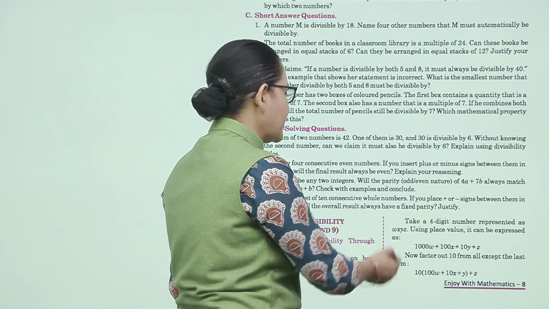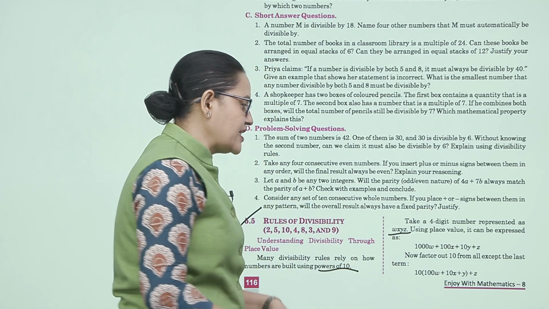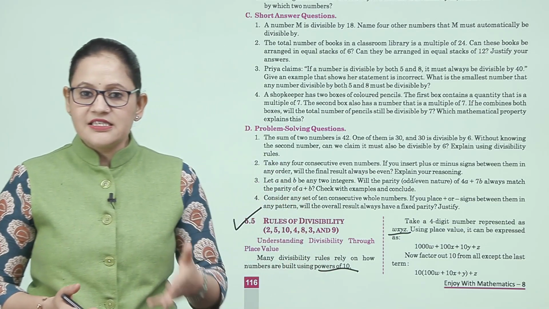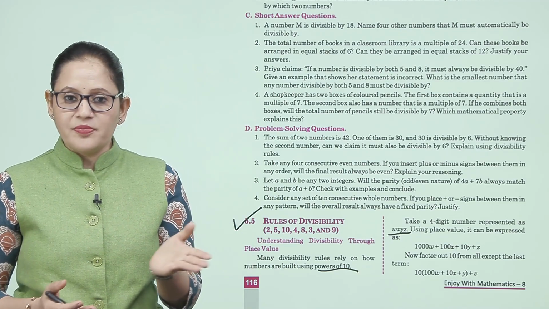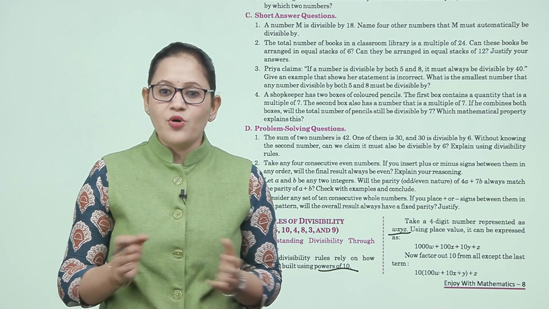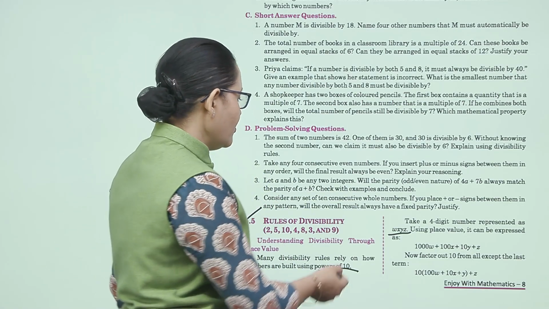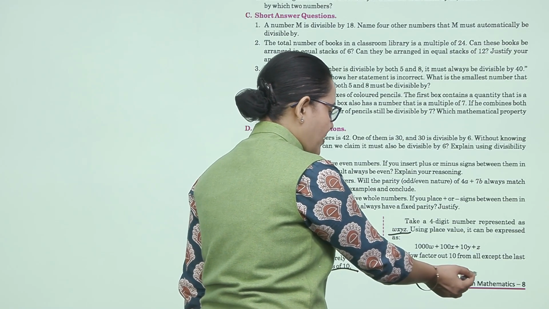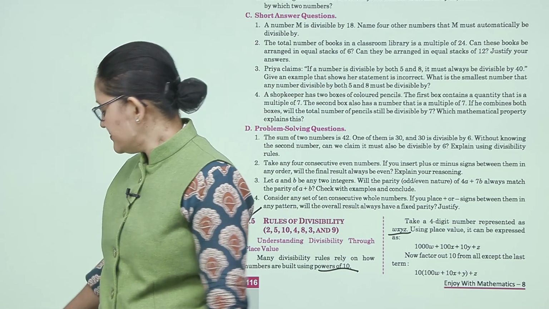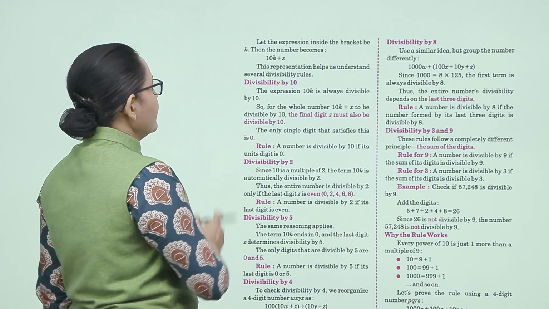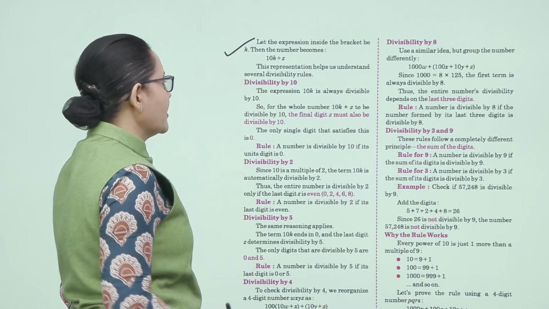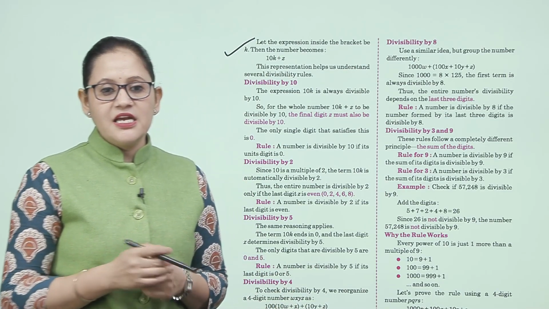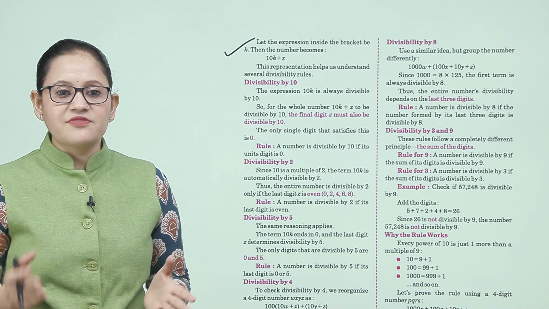Now, take a 4-digit number represented as WXYZ. Using place value, it can be expressed as 1000W plus 100X plus 10Y plus Z. Now factor out 10 from all except the last term. So, it will be equal to 10 multiplied by (100W plus 10X plus Y) plus Z. Let the expression inside the bracket be k, then the number becomes 10k plus Z. This representation helps us to understand the divisibility rules.